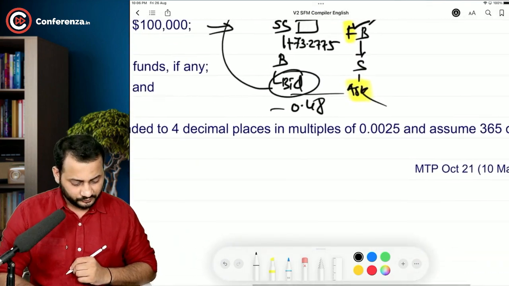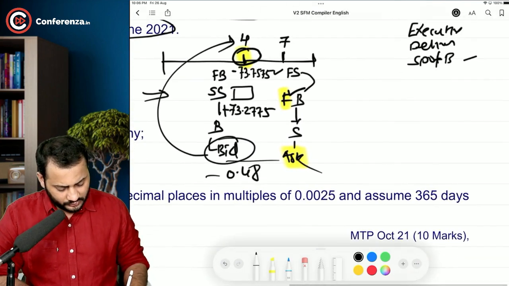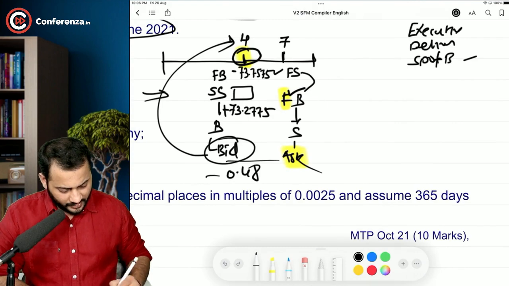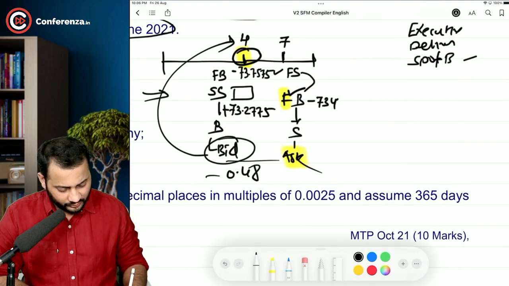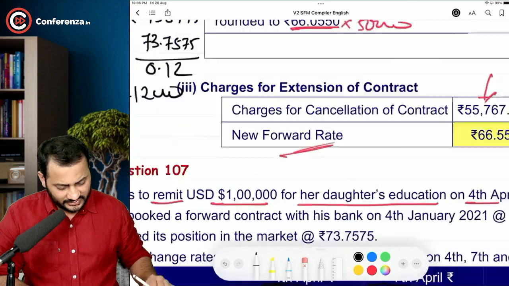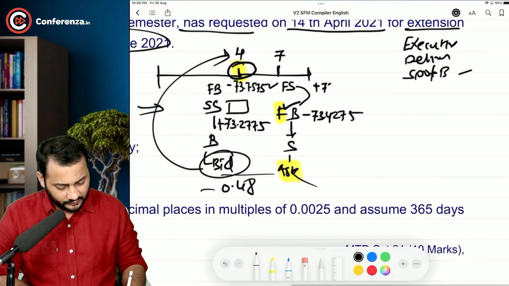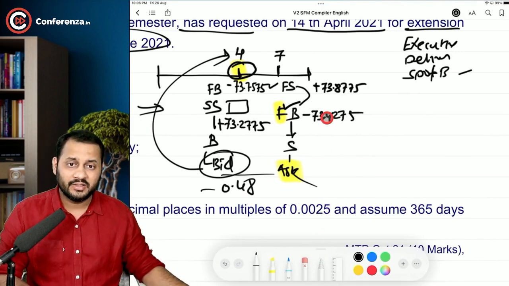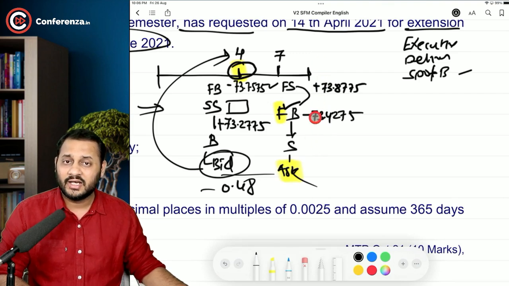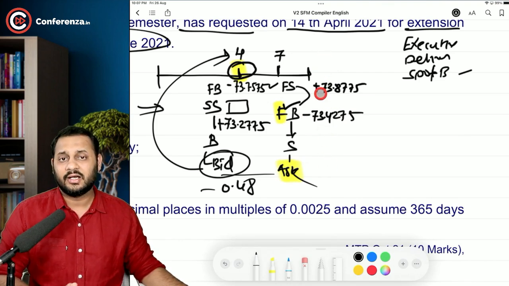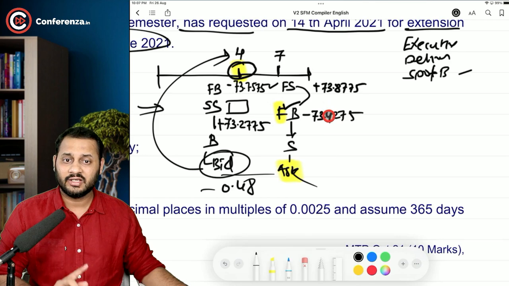73.4275. So we are going to buy at this rate, 73.4275. What was the selling rate? 73.8775. Although this may not happen in reality, I am telling you, the FEDAI guideline says that even if the swap transaction is not done, we will assume it as done and entered into by the bank, and we are doing it only to recover the swap loss.